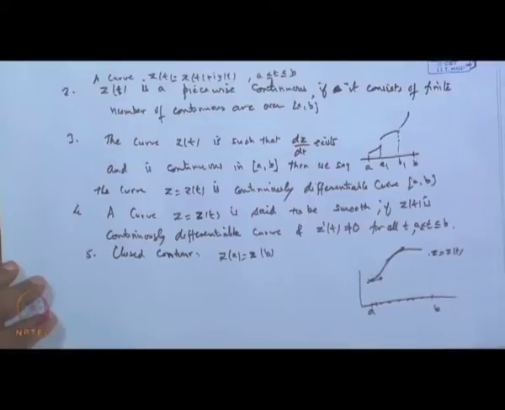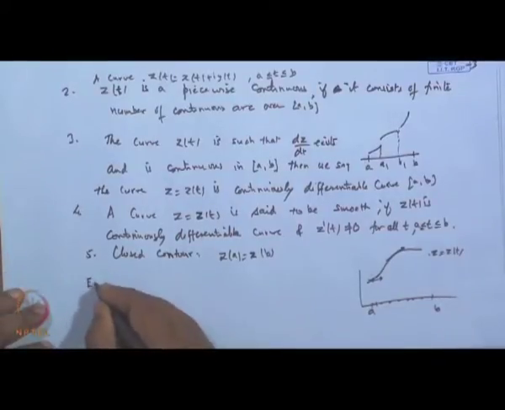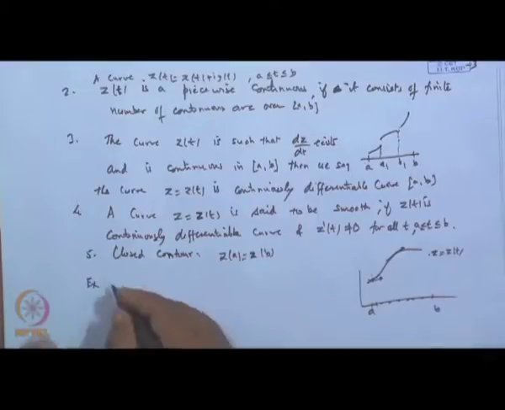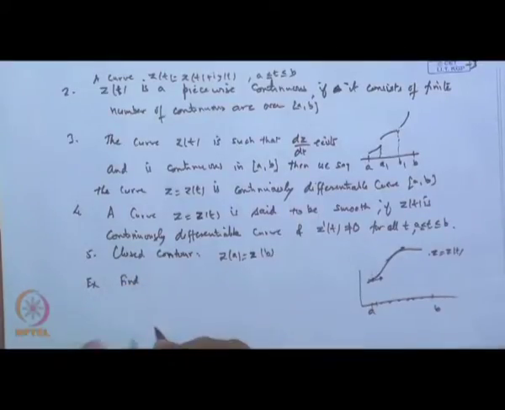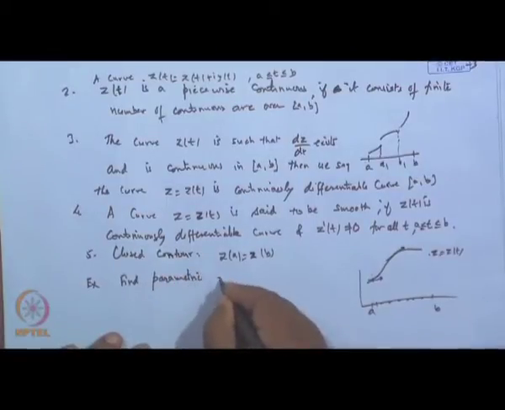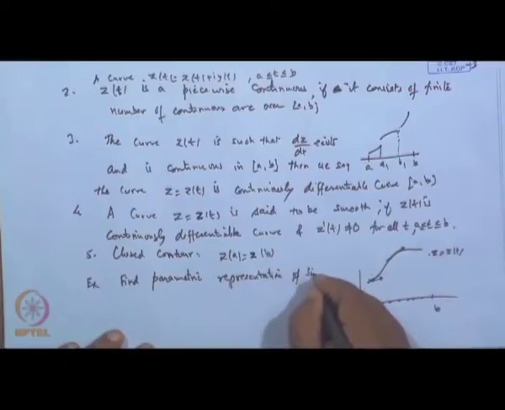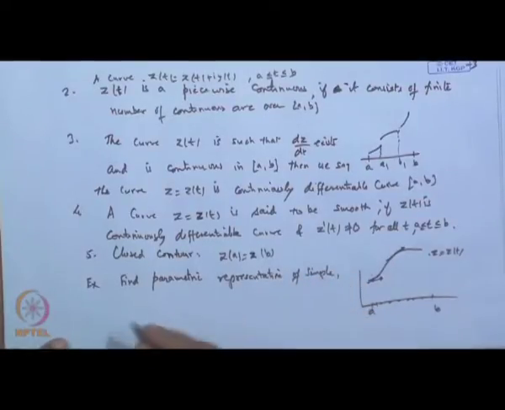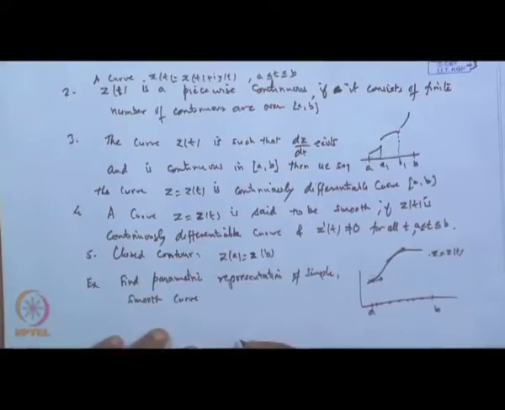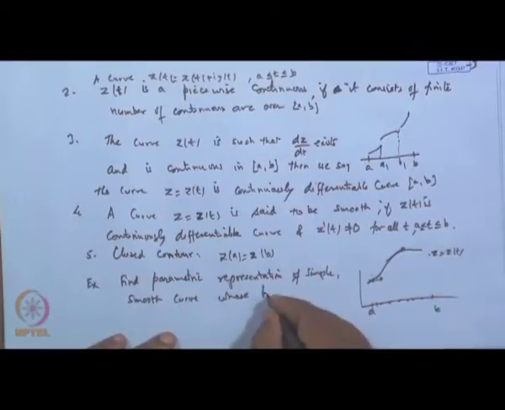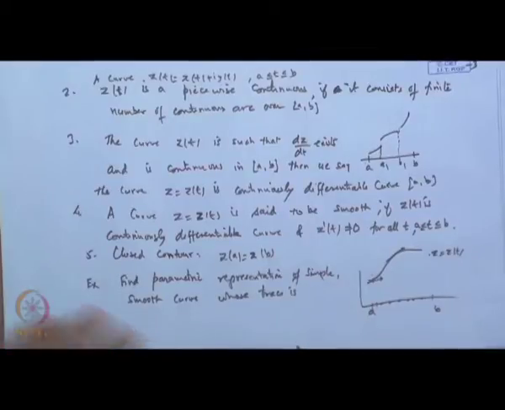Before that, let us see one example where we find the parametric representation of a simple smooth curve whose trace is the ellipse.